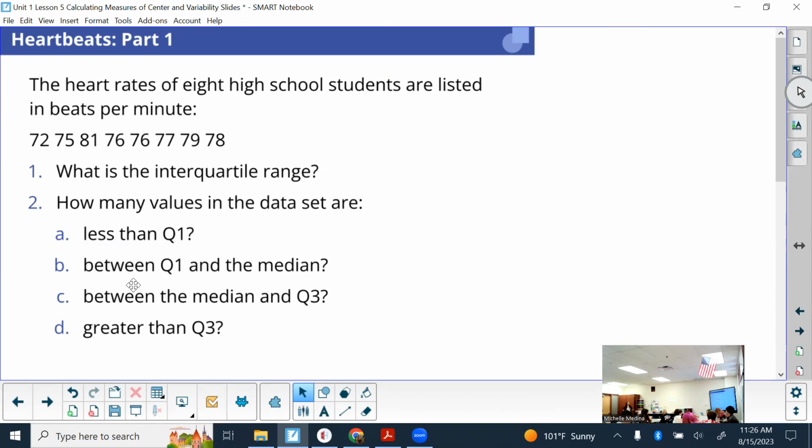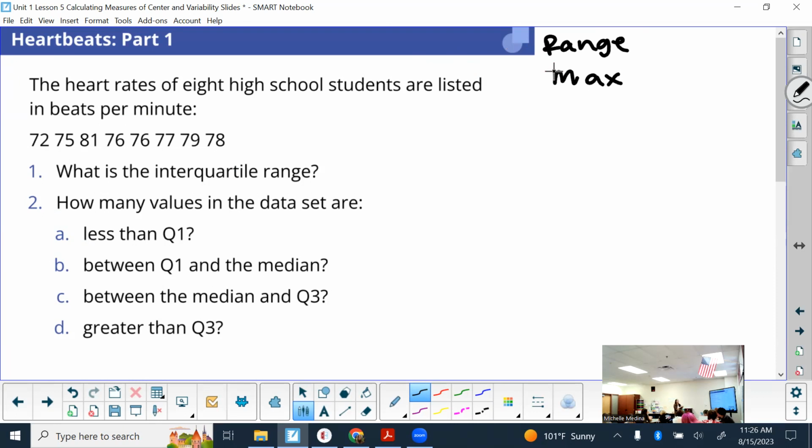Anyway, first question is interquartile range. We haven't talked about that yet in algebra. So let me try and jog your memory. Can anyone tell me what range is? Raise your hand if you can. What's range? You subtract. Okay, good. So maybe put this off to the side. That's range. You should think of a subtraction problem.